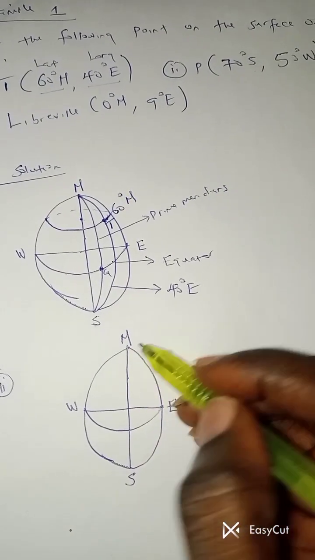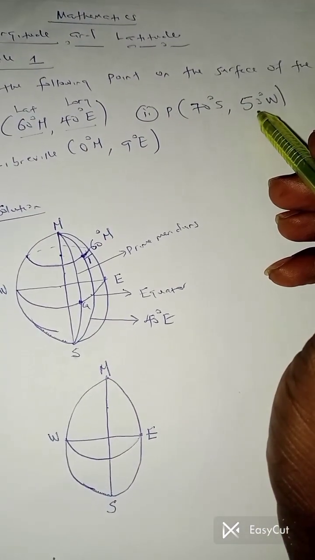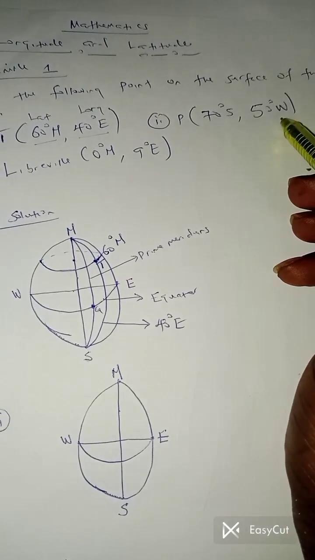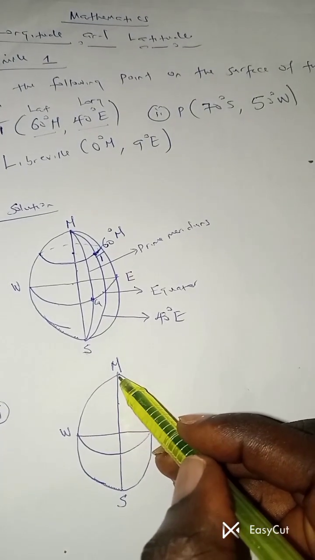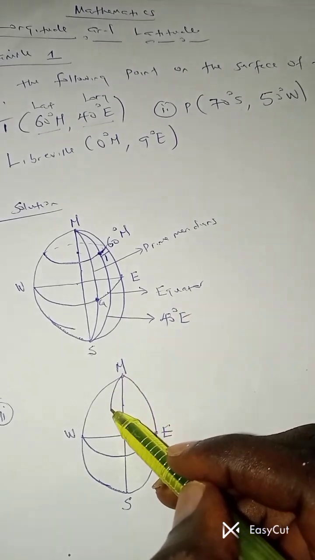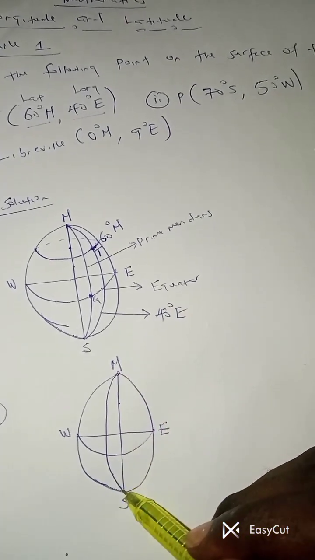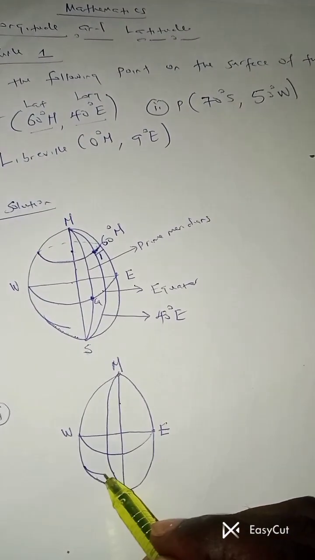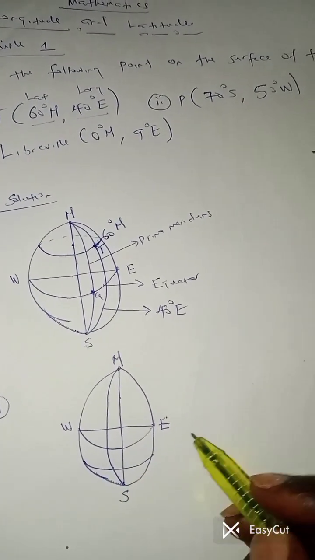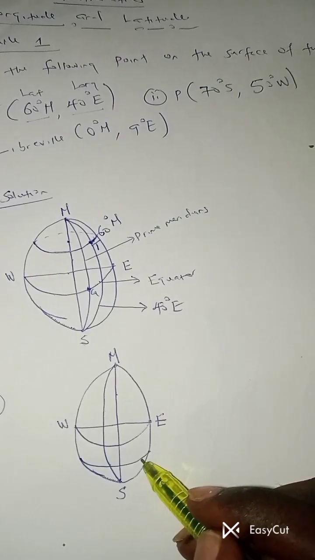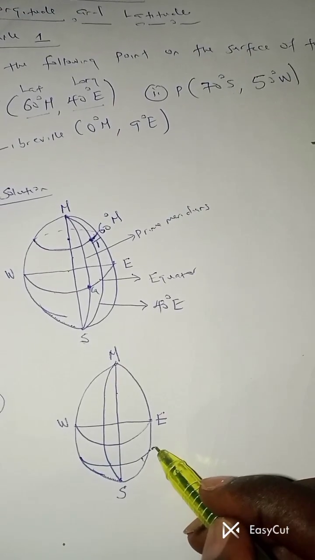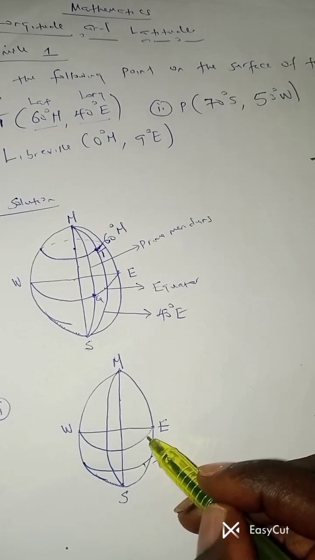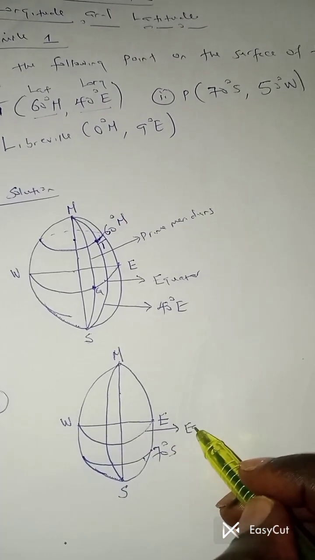Then I'll draw, remember here my reference point will be in the west. So here is 50° west, so my reference point here will be in the west. That's my Greenwich meridian. And 70° south, so 70° south will be here, down here. So I have here 70° south. Then this is my equator. Don't forget, this is the equator.